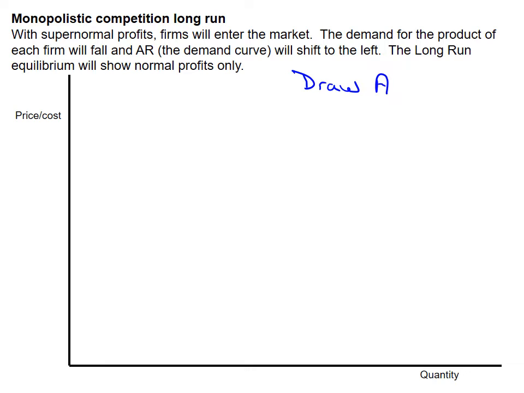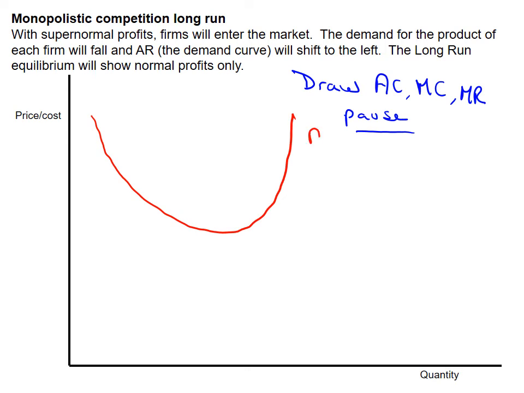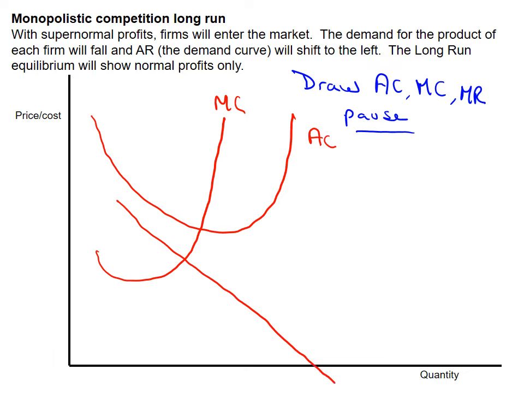you're going to draw AC to begin with, MC sweeping through the minimum, marginal revenue. So here's average cost. Here's marginal cost coming through the minimum. Then I'm going to draw marginal revenue.